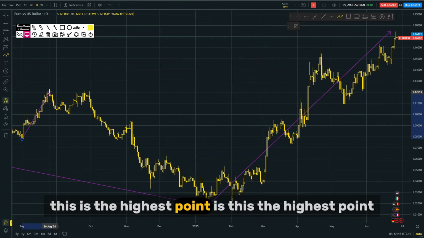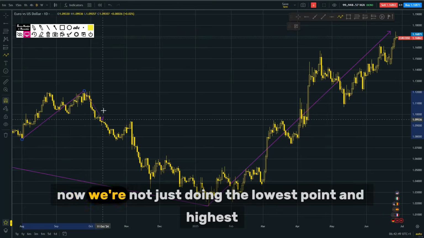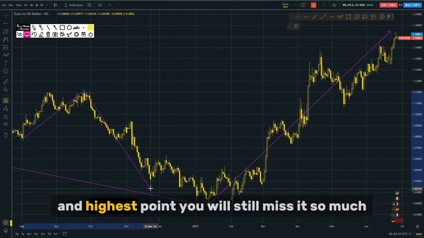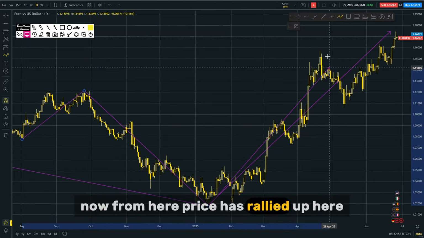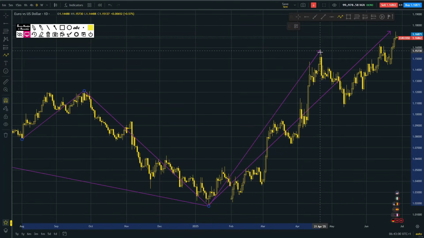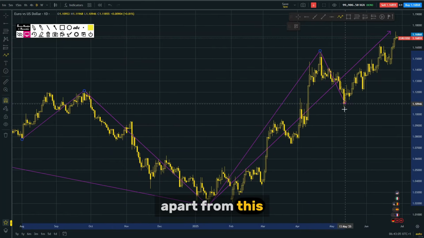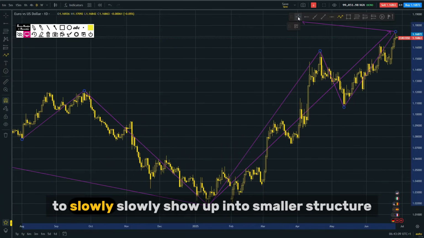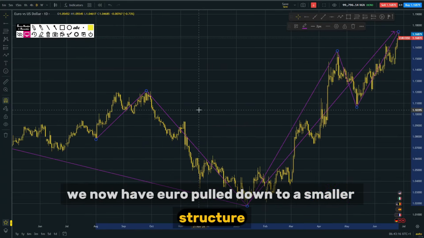This is the highest point. Is this the highest point? No, there's this point which is higher. So this is the highest point. Now, we're not just doing the lowest point and highest point, because if you do only that, you'll still miss it somewhat. From here, price has rallied up here. Now, we do not have a clear retracement for price apart from this. You can see how the structure is beginning to slowly show up into smaller structure. We now have the euro pulling down to a smaller structure.